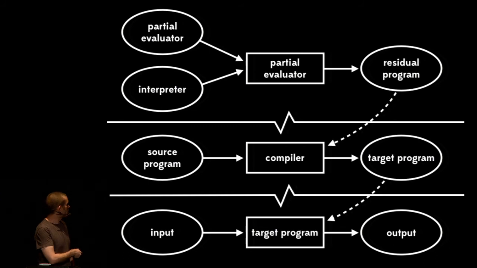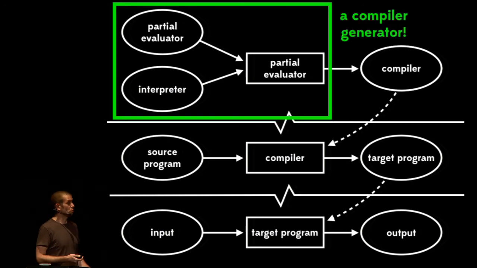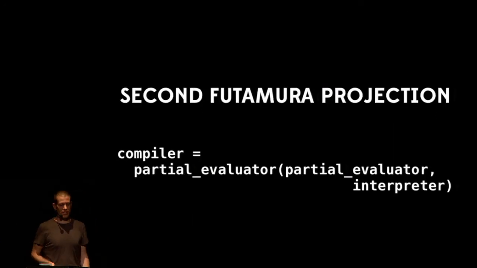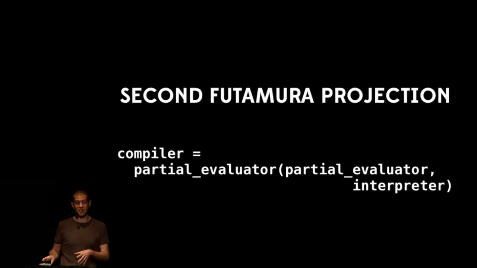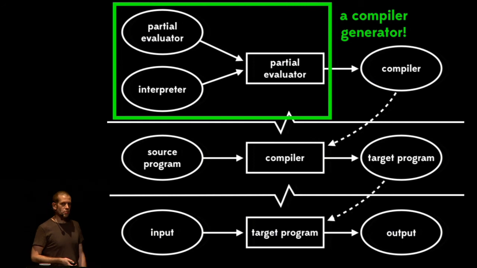Now, the residual program here is a compiler that we saw before. So what you've got out of the partial evaluator is a compiler. So this whole thing here is a compiler generator. And that's the second Futamura projection, that if you partially evaluate a partial evaluator with respect to an interpreter, you get a compiler. So Futamura was pretty pleased when he worked that out.